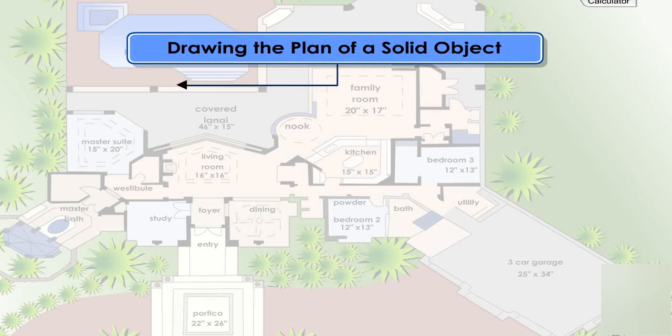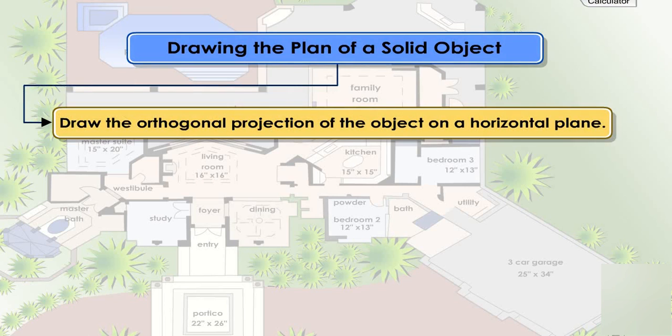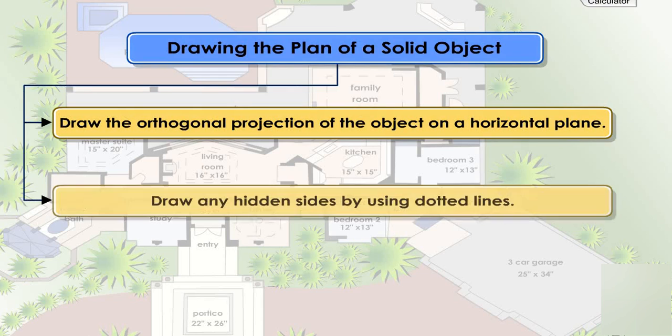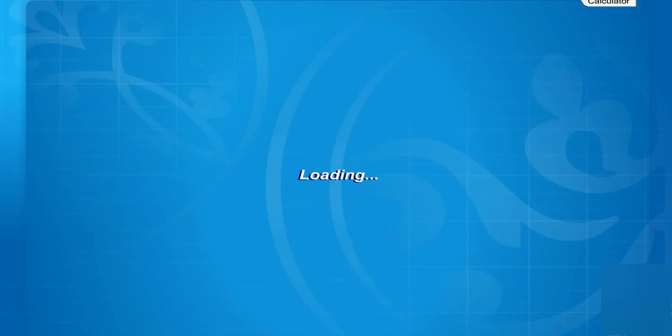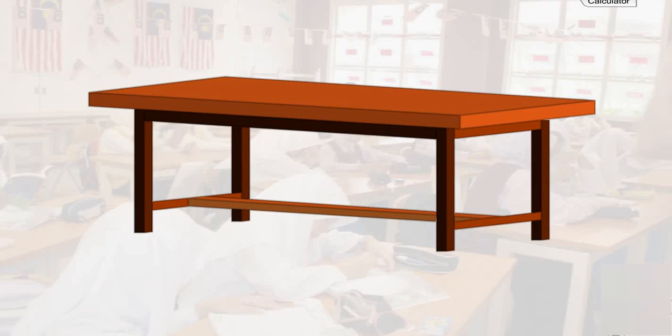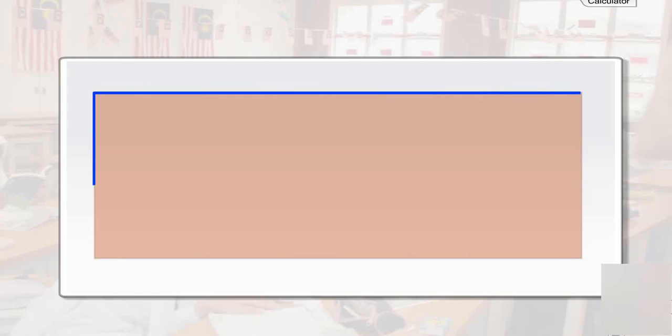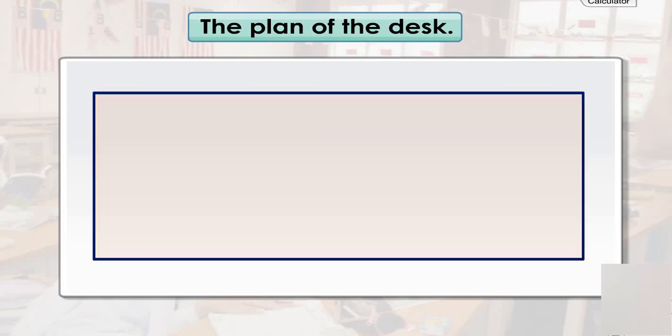The plan of a solid object is the orthogonal projection of the object on the horizontal plane. Hidden sides or edges, if any, should be drawn as dotted lines. Finally, label the vertices and include the sides measurements if given. Let's look at this animation. We can see the front view of the desk, the side view, and the top view. Let's concentrate on the top view of the desk. This is the plan of the desk.